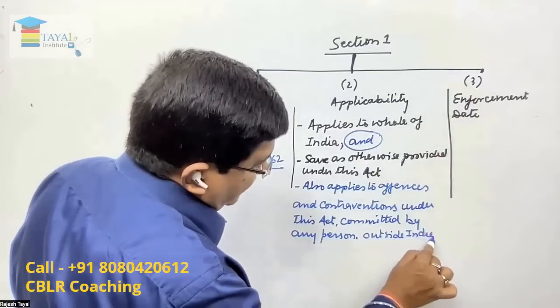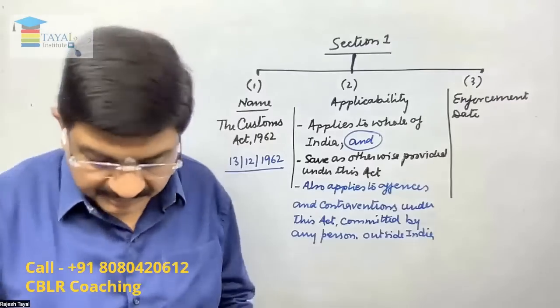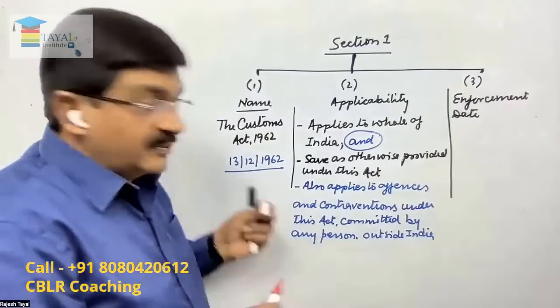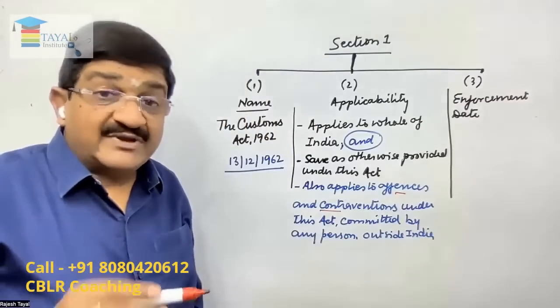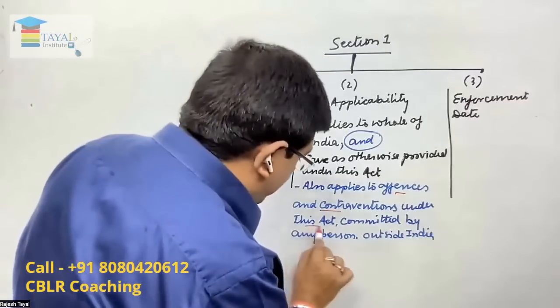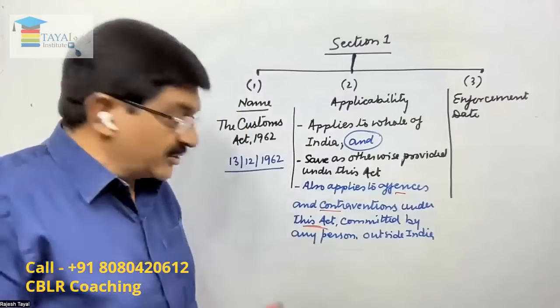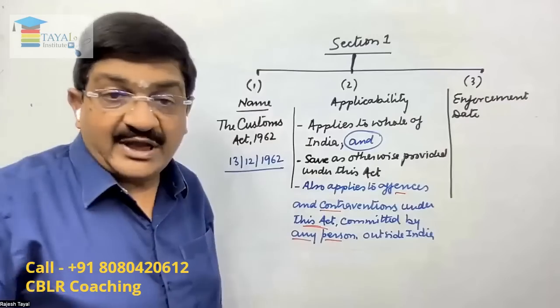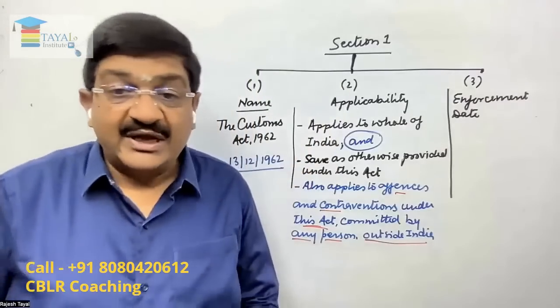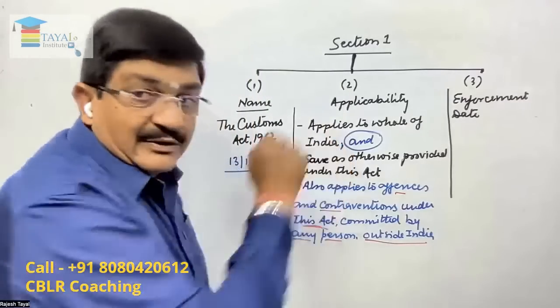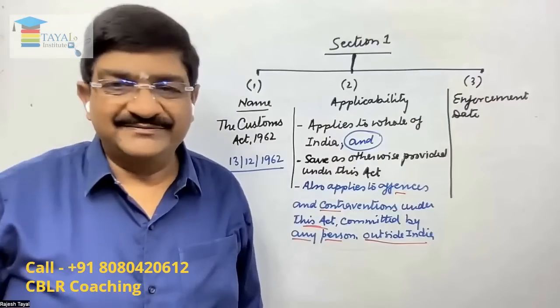Now, this line is very, very important to understand. This applies to offenses and contraventions. But offenses or contraventions under which law? Under this act only. Who has committed the offense? Any person, maybe a citizen of India, maybe a citizen of some other country, and that offense or contravention has been committed outside India. If it is committed within India, it is already covered in this clause. The first part applies to the whole of India.